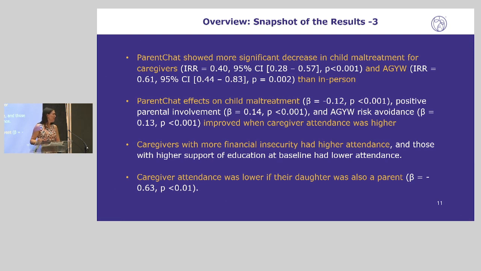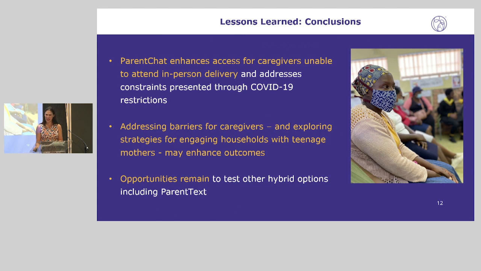So in sum, I've timed well. So in sum, the hybrid version actually does show some promise, but obviously requires more testing. And I think it could be an alternative to scaling up some of these parenting interventions, certainly in resource-limited settings, and shows a good example.